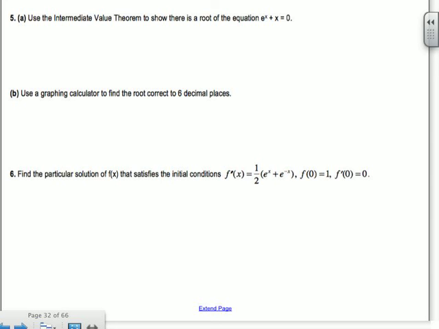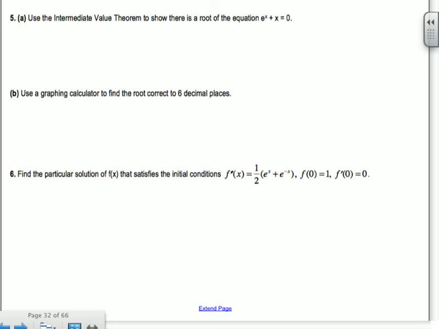All right, number 5a says, use the intermediate value theorem to show that there's a root of the equation. Do you guys remember the IVT, intermediate value theorem? What does it say? That if it crosses the two numbers and y1 is negative and the other is positive, or there's a change in sign, there has to be a root.